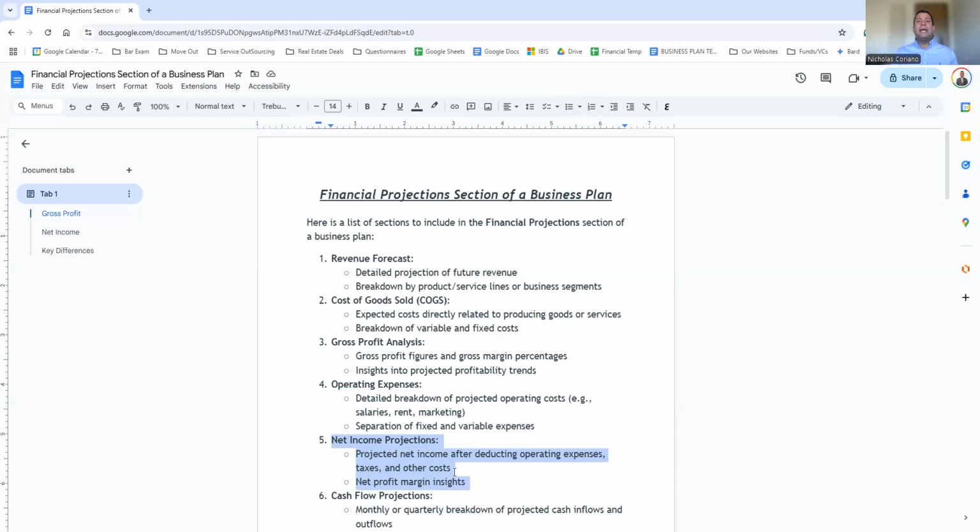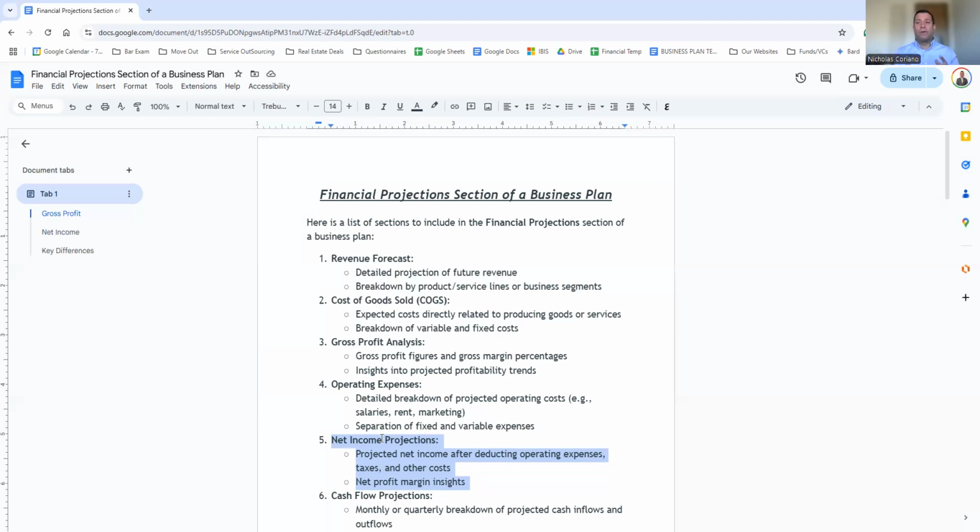So think of net income like a net. After everything is done, what's caught in the net is what you get to keep, right? After the rent gets taken, after the cost of goods gets taken, after marketing gets taken, after Uncle Sam gets his, whatever's left in that net is net income. And that's what you get to keep. And you want to put together a net income projection for your business plan.